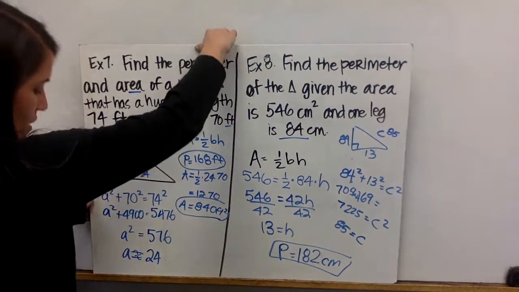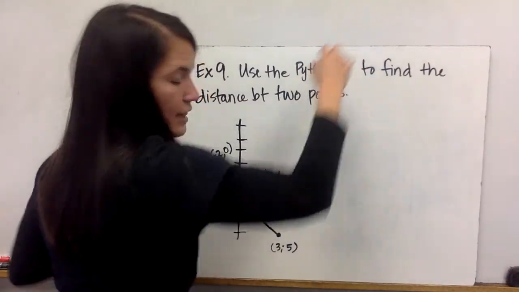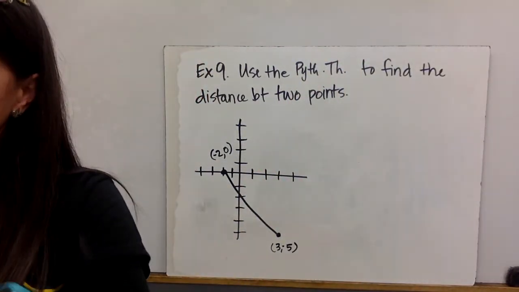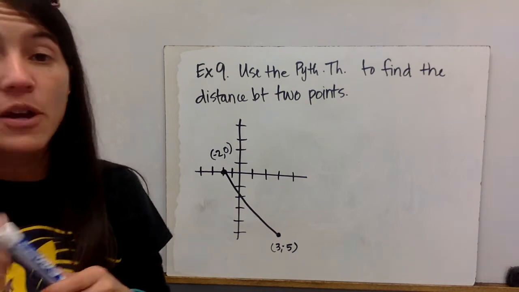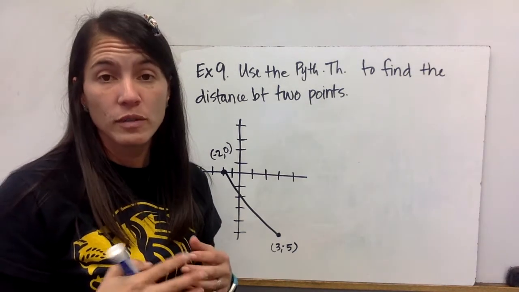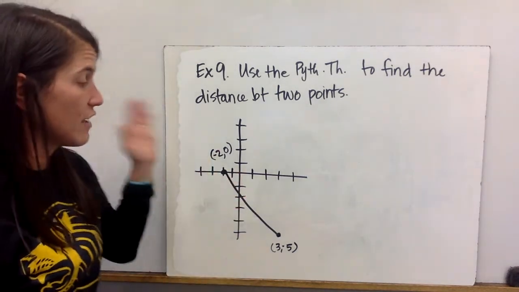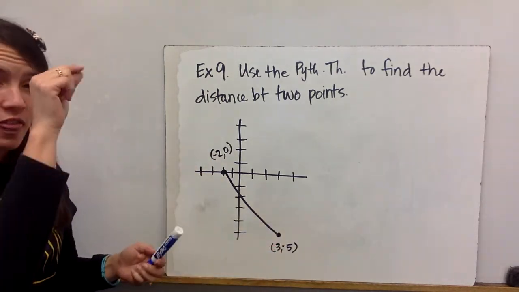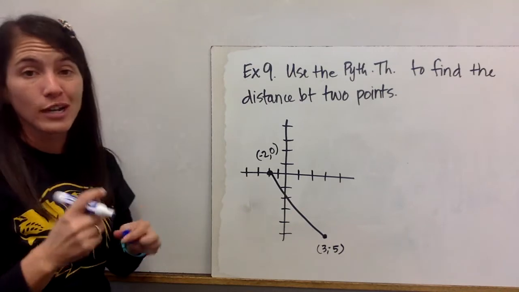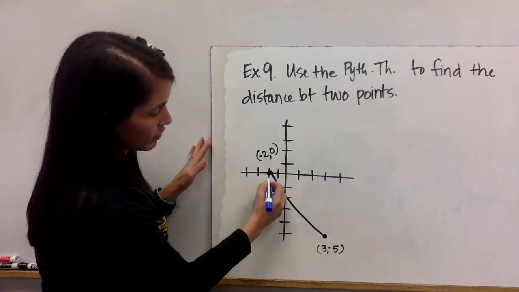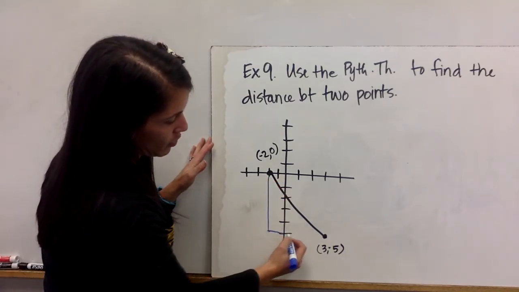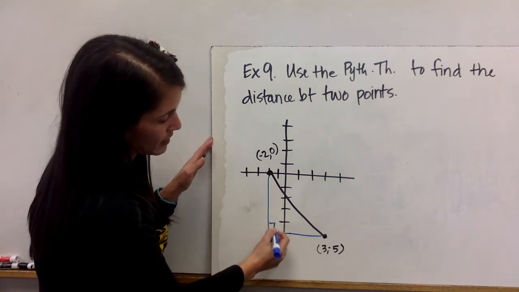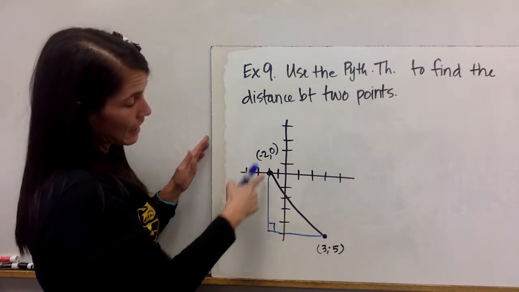Okay, we have one more. Example 9. And I think your notes have a coordinate plane on them. Okay, good, they do. If you ever have a coordinate plane that says find the distance, well, if it's diagonal, you can't just count because it goes through the little squares. So here's how you do this. We're going to draw a right triangle. I'm going to go down, and then I'm going to go over, and I'm going to create myself a right triangle.